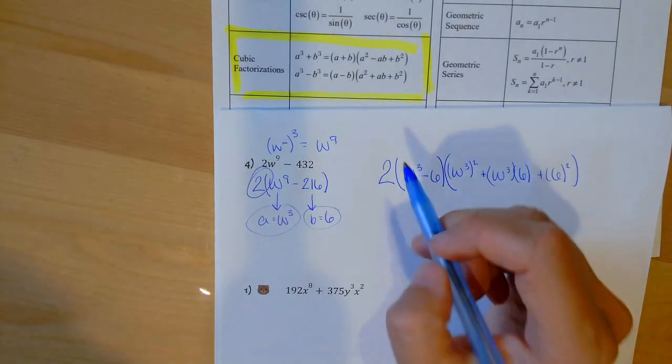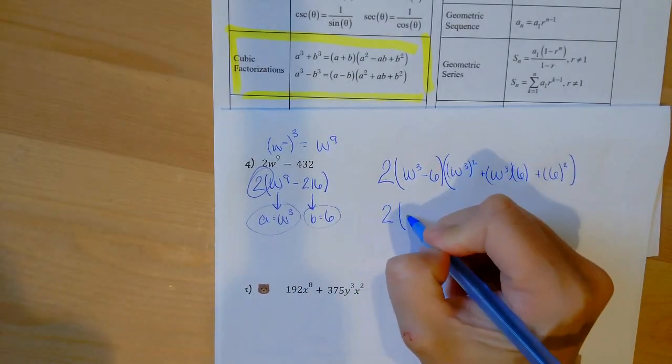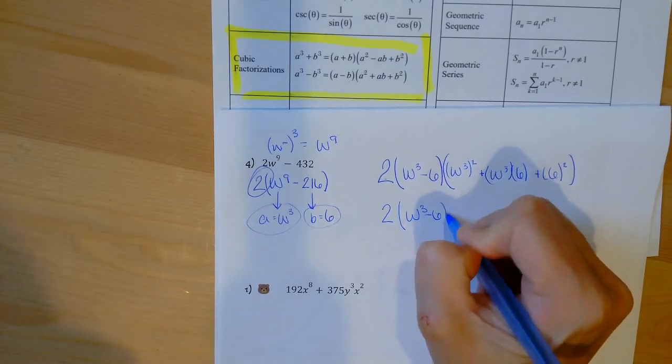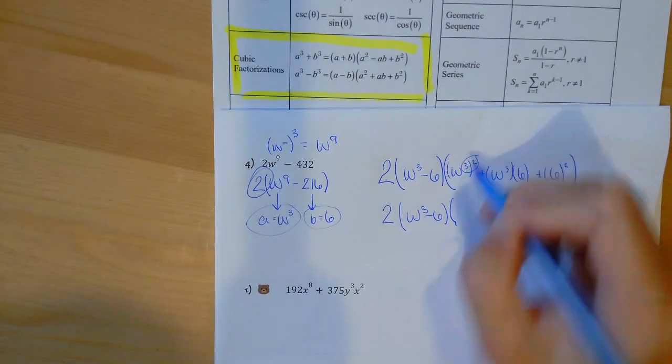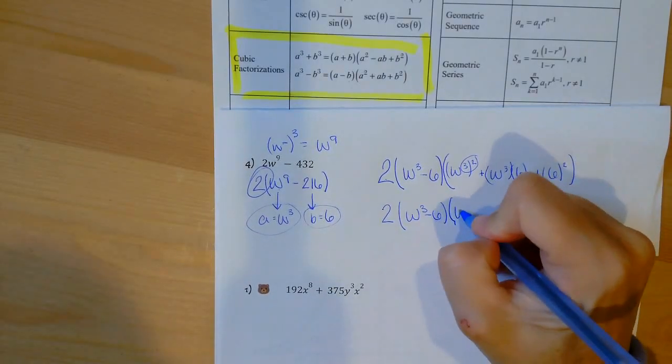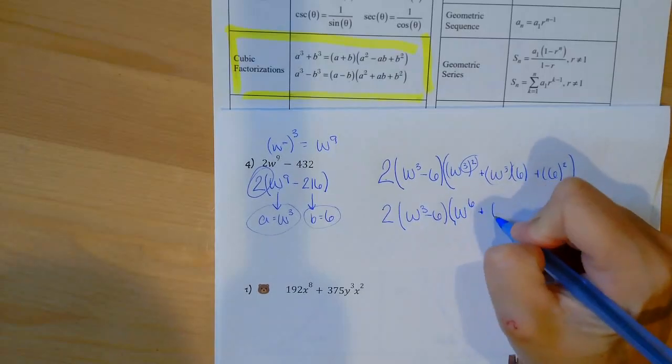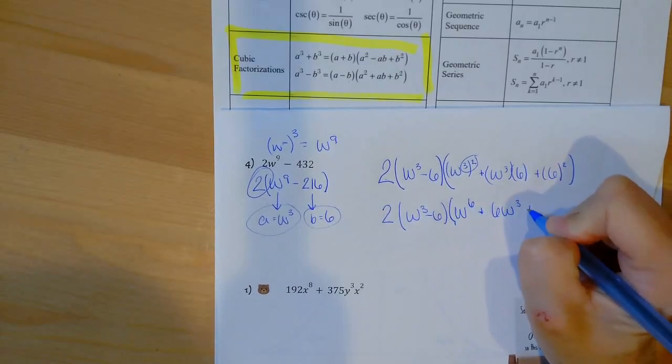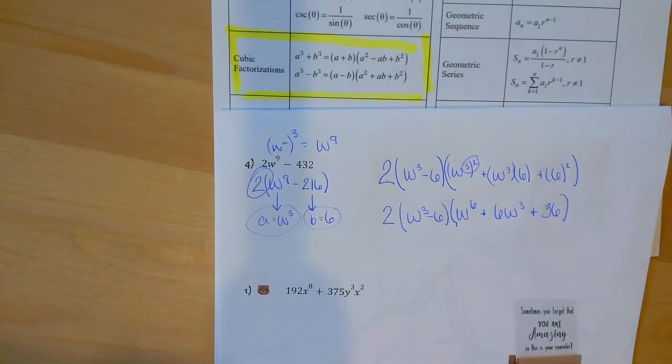Okay, and then I got to clean it up again. So I've got this 2. I have w cubed minus 6. I have power to a power, which is going to get me w to the 6th, plus 6w cubed plus 36.